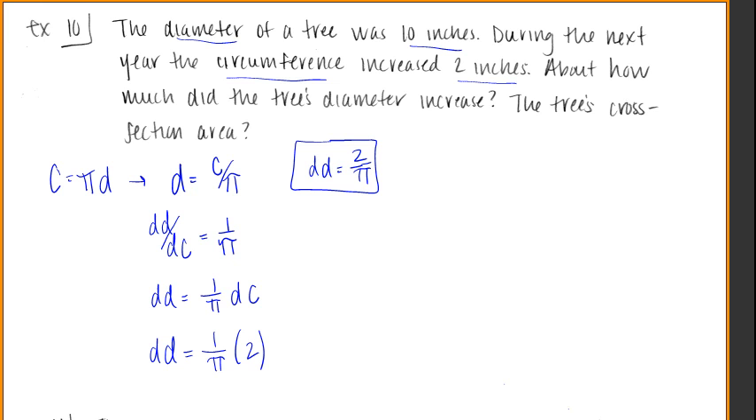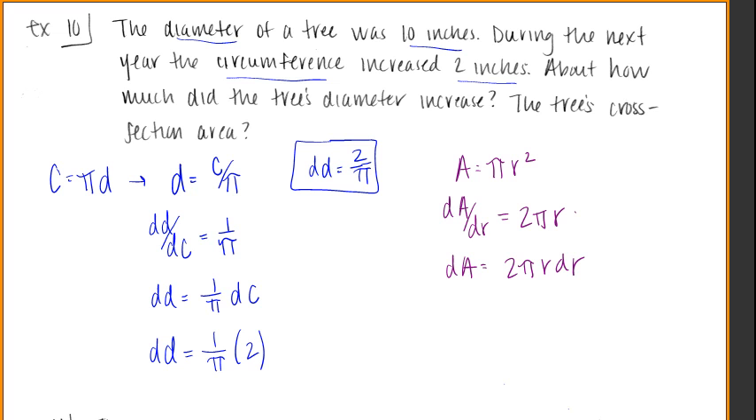Let's go on and find another part of our answer. Okay, next thing I want to do is the tree's cross-section area. How much did that change? Well, the area of a circle, of a cross-section specifically, is pi r squared. So taking the derivative, dA with respect to the radius, dA dr, is going to be 2 pi r, and then moving this around, you get dA equals 2 pi r dr.